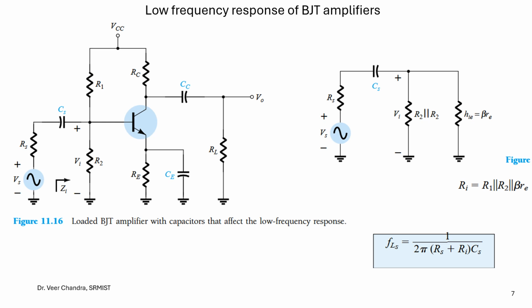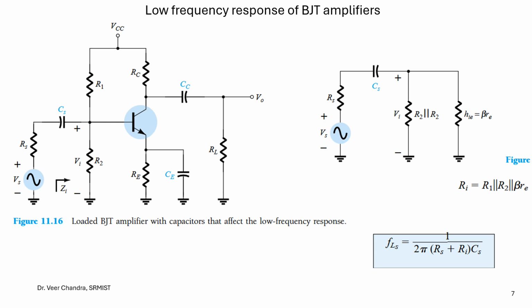The first question is: why are we using the capacitor? Simply, we do not want any unwanted DC signals. So how will we remove them? Simply by using this capacitor. So let's find out the cutoff frequencies of all these capacitors. First, how will we find the cutoff frequency of the input terminal? Again we are going to use FLS equal to 1 by 2 pi R into C.